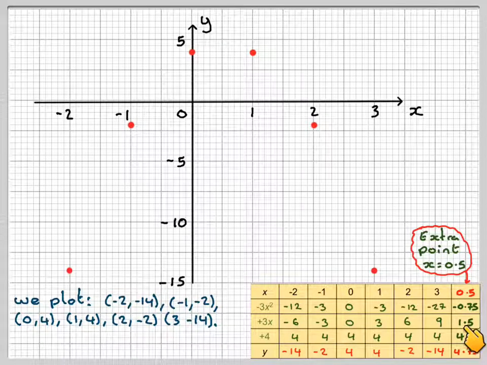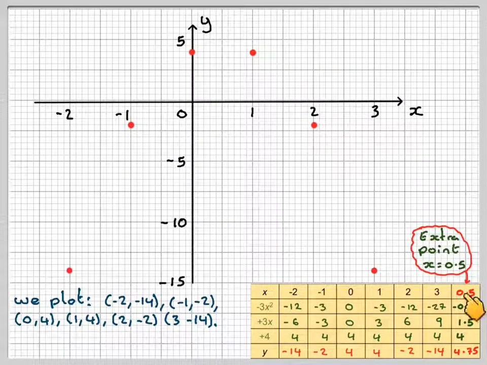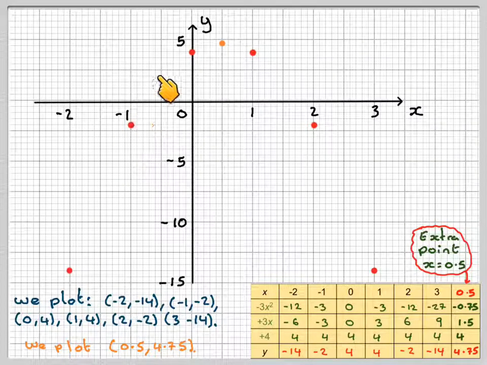I'm just going to point out that should be plus 1.5. And if we add those up, we're going to get 4.75. So we will need to plot 0.5 and 4.75. Okay, so 0.5, 4.75 is just going to be that point there. And then what we can see, we've now got a nice smooth curve.